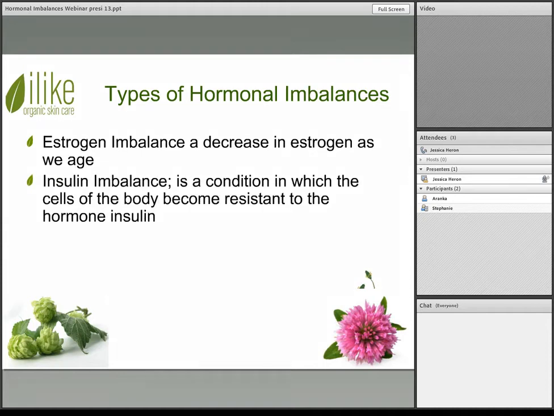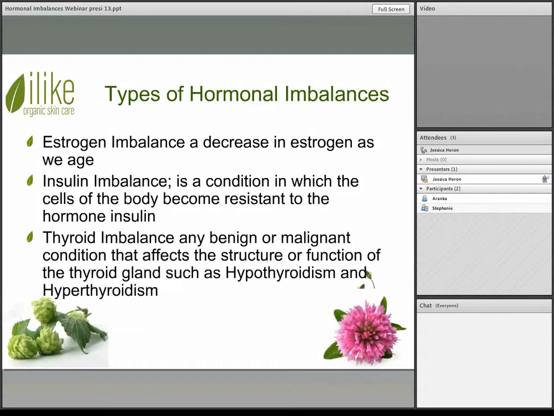Also, insulin imbalance is a condition in which the cells of the body become resistant to the hormone insulin. And so what is insulin? Insulin is an essential hormone that has many actions, and most actions are directed at metabolism, like the control of carbohydrates such as sugars and starches, also lipids, which are fats, and also proteins. Insulin also regulates the functions of the body's cells, including their growth. Insulin is critical for the body's use of glucose and turning it into energy.